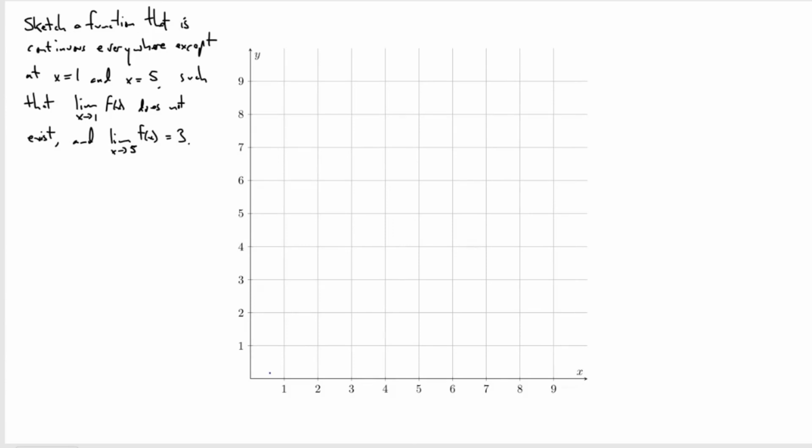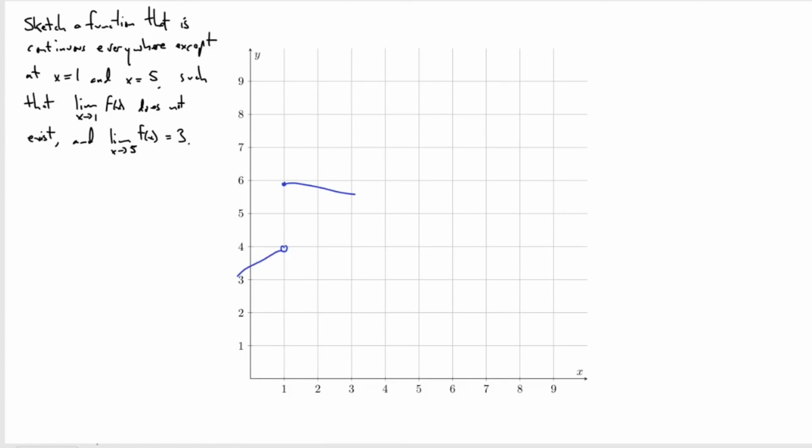Okay, we need the function to be discontinuous at x equals 1, and we need the limit as x approaches 1 to not exist. Well, the only way that the limit as x approaches 1 doesn't exist is if the limit from the left doesn't equal the limit from the right. And so we'll draw some function where here's the limit from the left, and here we come in from the right, and the limit from the left is not equal to the limit from the right, and so the limit as x approaches 1 doesn't exist, and so there's no way that it could possibly be continuous at x equals 1.